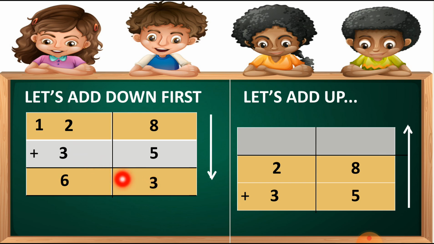Now let's check if our answer is wrong or right. So let's add up. Okay students, now let's take number 5 first in the ones column. 5 plus 8 is equal to 13. So we can put number 3 here and 1 as a carry forwarded number at the tens column. You can see here I write number 3 here.